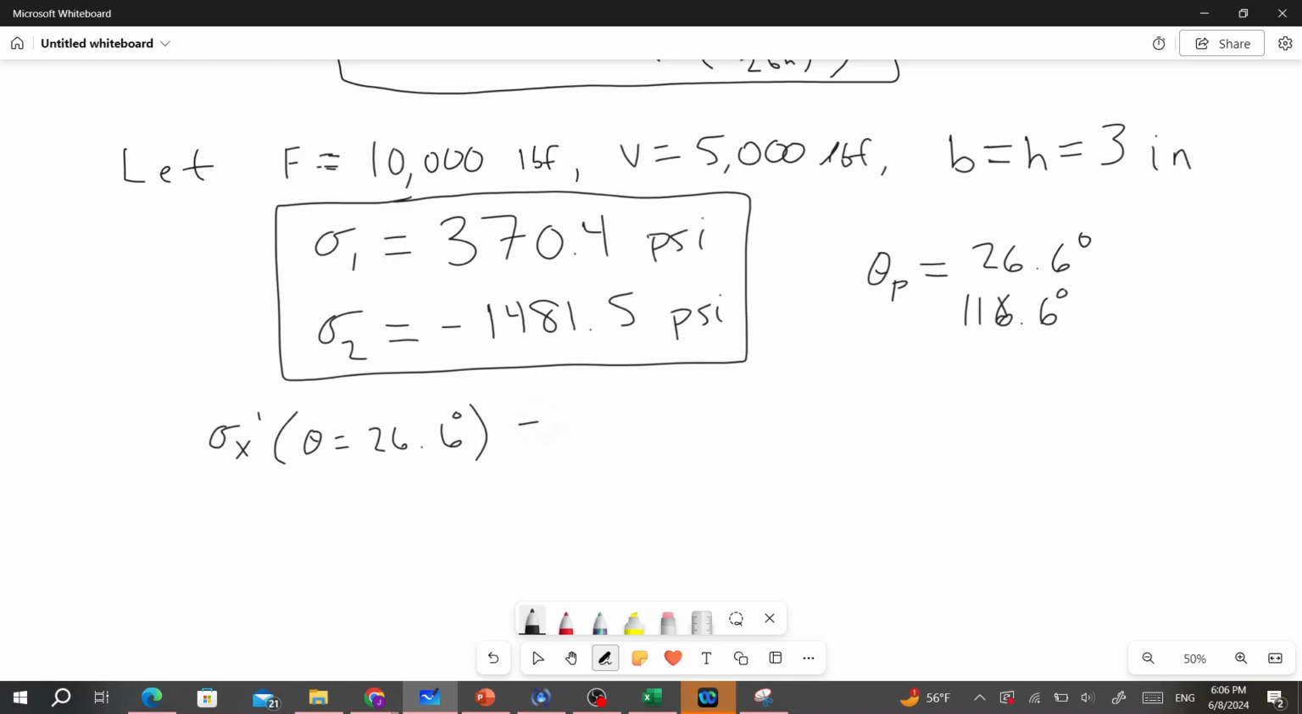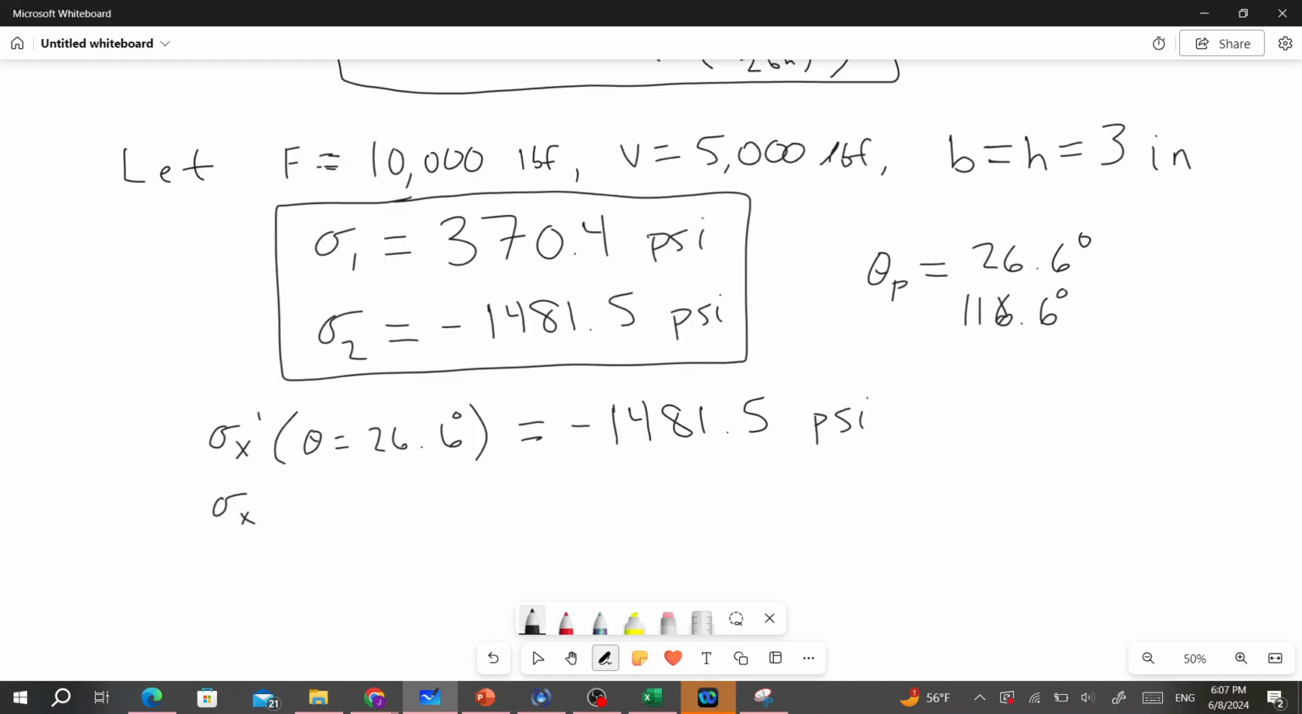and again, just because we don't have a lot of time on this video, go back to the first video to remind yourself of that equation for sigma x prime. It's dependent on theta. Or go back to the lecture notes, see what that equation for sigma x prime is dependent on theta. What you're going to get for 26.6 degrees is that sigma x prime is equal to negative 1481.5 psi. Okay, so what that tells us is that this angle 26.6 degrees corresponds to the minimum principal stress.